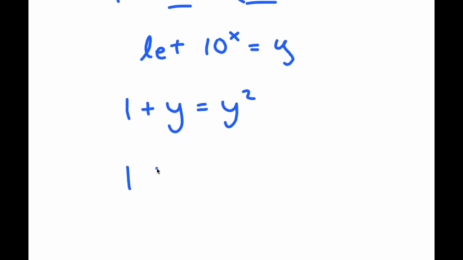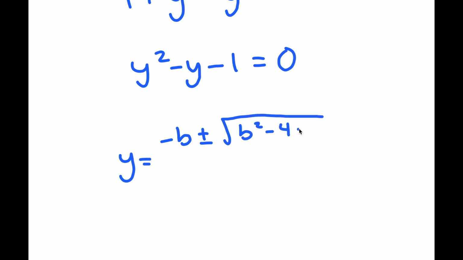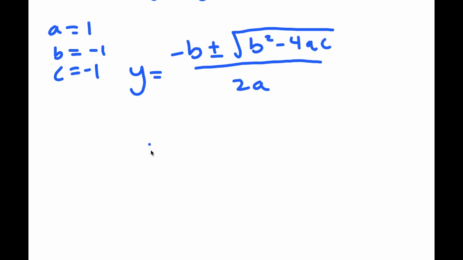So from here, I'm going to rewrite this as y squared minus y minus 1 is equal to 0. And as you can see, what we have here is a quadratic equation. To solve this quadratic equation, I'm going to use the quadratic formula, which is negative b plus or minus the square root of b squared minus 4ac all over 2a. So in this case, a is 1, b is negative 1, and c is negative 1.